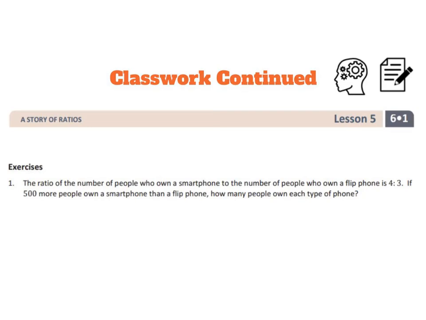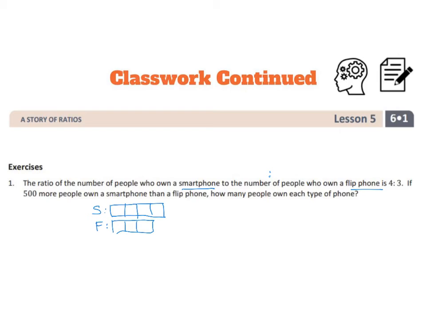Here's exercise 1 on page 45 in your student book. And this says the ratio of the number of people who own a smartphone to the number of people who own a flip phone is 4 to 3. If 500, okay, I think I'm going to draw. And sometimes I get ahead of myself. There's 4, and there's the 3. And it said smartphone, and then it said flip phone. Those are my tape diagrams.